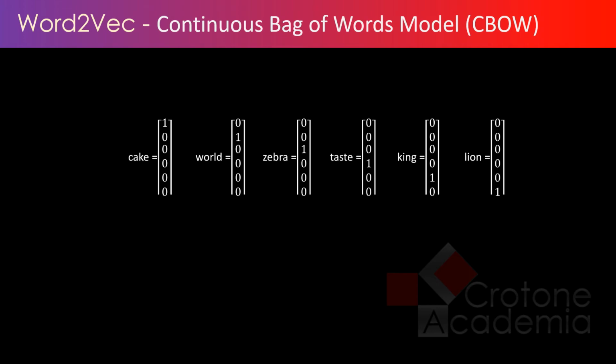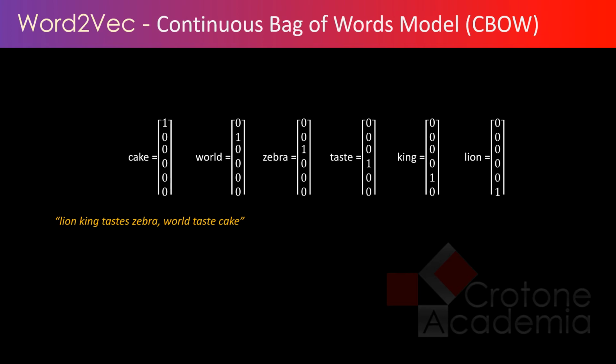In continuous bag of words, first we start off with one-hot encoding of words. Let's take the same 6 words we used in one-hot encoding example. We are going to encode these words using Word2Vec. Word2Vec tries to find the context by looking at frequency of co-occurrence of words in a sentence. Let's consider a sentence. Here we have Lion King tastes zebra, world tastes cake.